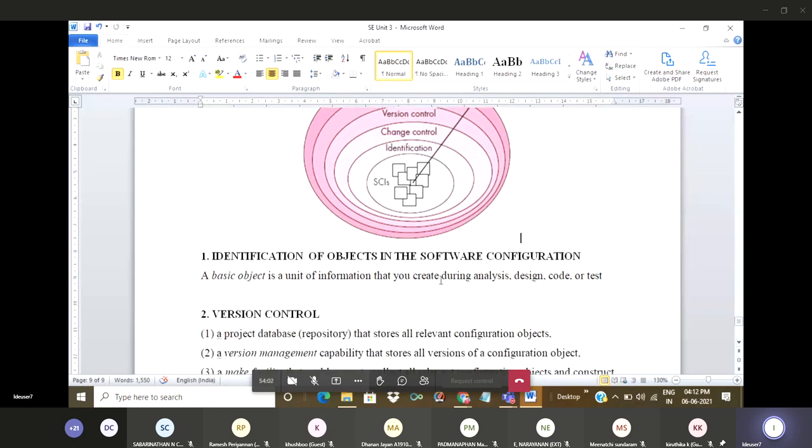So identification of objects in the software configuration is used to identify the basic objects. A basic object is a unit of information that is created during analysis, design, code, or test of the software configuration management. Second is version control.